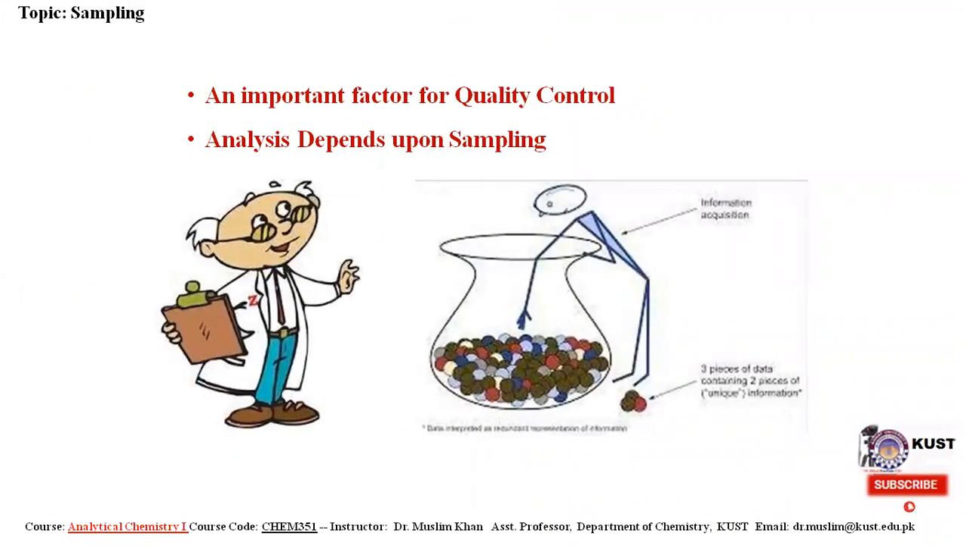So, first of all, sampling is a very important factor when we use an analytical method. When we use an analytical method to solve a problem, there is no guarantee that we will obtain accurate or precise results. So sampling is one of the most important factors which decides your accuracy and precision.